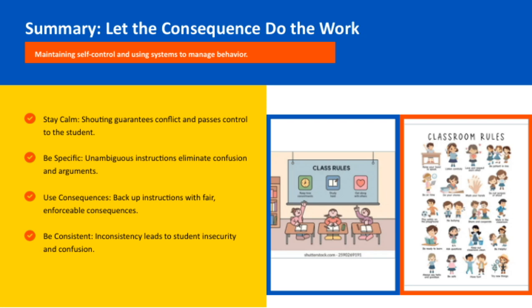And remember, stay calm. Shouting or losing your temper only guarantees conflict and can give away your control. Maintaining self-control is essential, and using established systems to manage behavior keeps interactions productive. The overall message here is simple. Let the consequence do the work. When you set clear, consistent expectations and respond calmly, you create a positive environment where students can succeed.